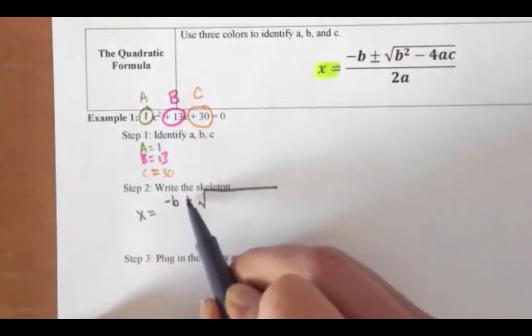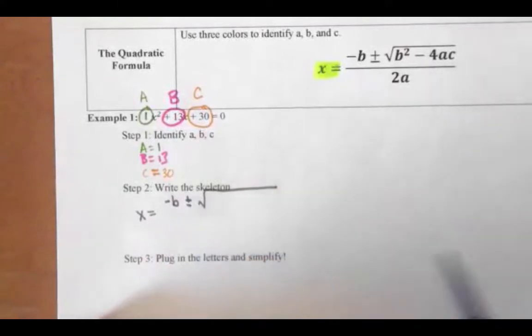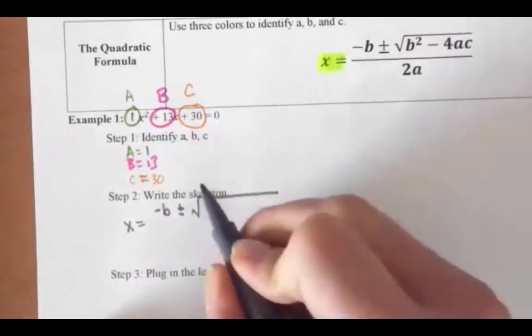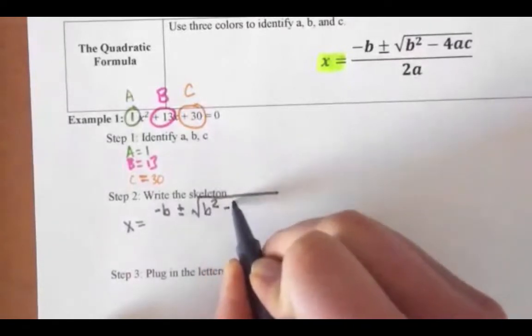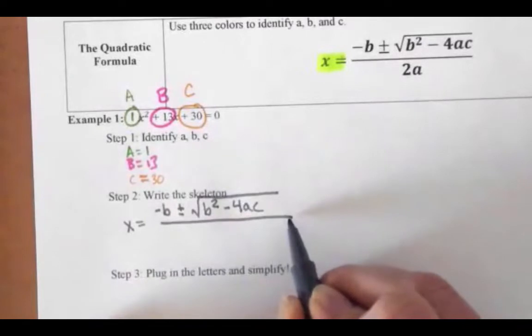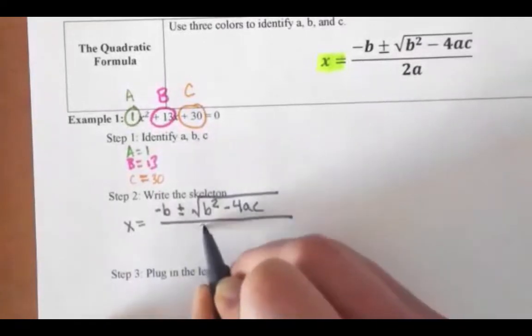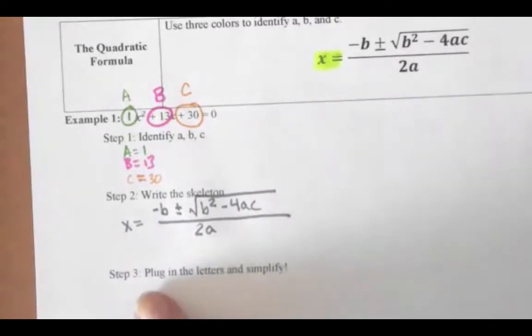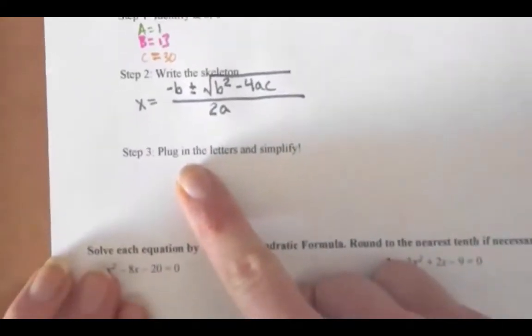I know that's kind of strange. It has a plus and a minus stacked on top of each other. It's okay. This is the square root symbol. B squared minus 4ac. That whole thing, notice my division bar goes all the way across, is all over 2a. Once you have that written down, we just need to plug in the letters and simplify it.